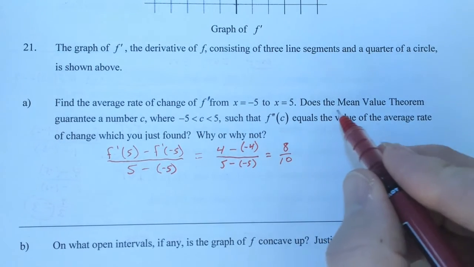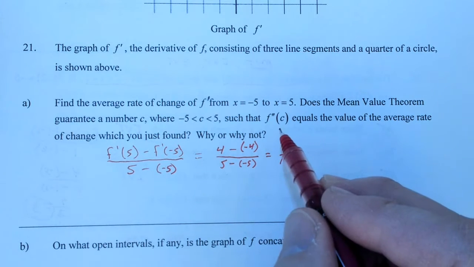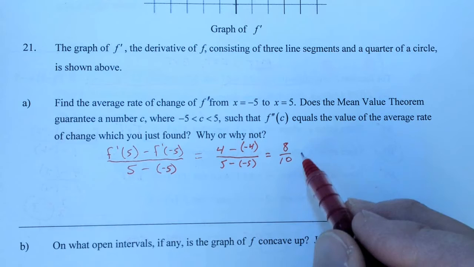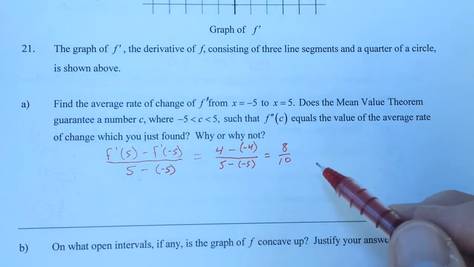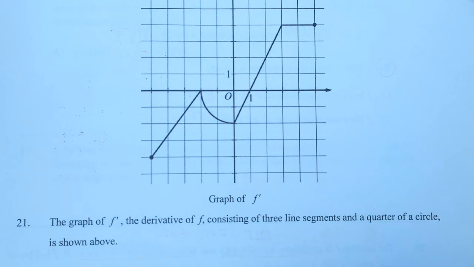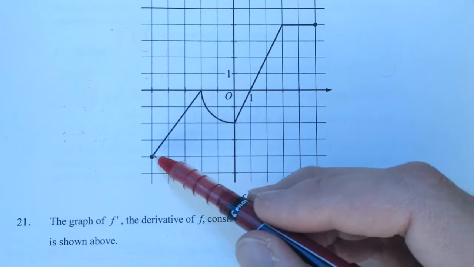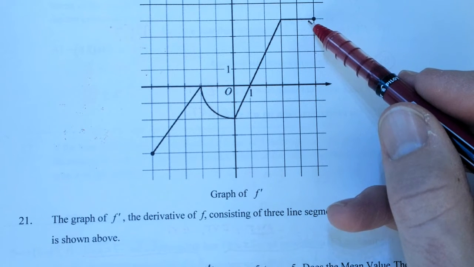Okay, so does the mean value theorem guarantee some number c between -5 and 5 such that the second derivative is equal to 8/10? Why or why not? Well, let's go look at our graph. Here's the graph of f prime. The mean value theorem guarantees that we're going to have a tangent line to this curve which is equal to 8/10 as long as the function is continuous over the entire interval, including the endpoints, and differentiable in the interior of the interval.